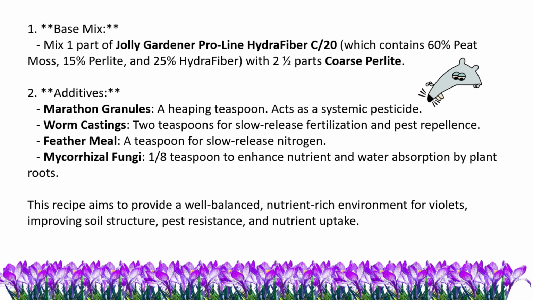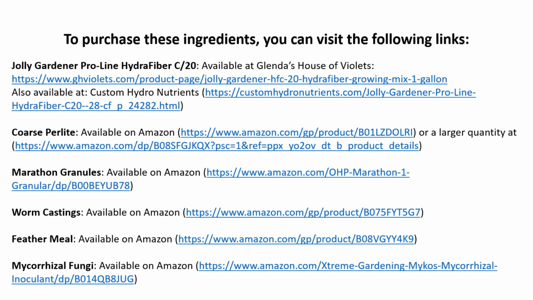This recipe aims to provide a well-balanced, nutrient-rich environment for violets, improving soil structure, pest resistance, and nutrient uptake. To purchase these ingredients, you can visit the following vendors. Jolly Gardener Proline HydraFiber C/20, available at Glenda's House of Violets in 1 gallon size only. Also available at Custom Hydro Nutrients in 40 pounds, bales only.